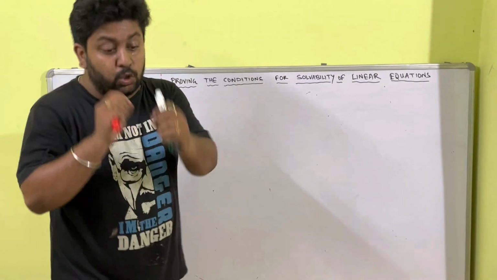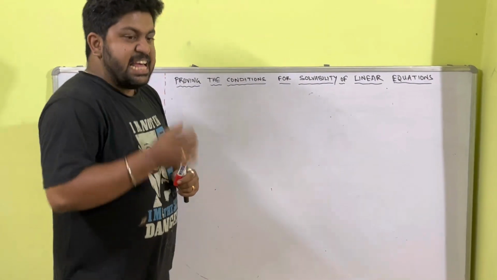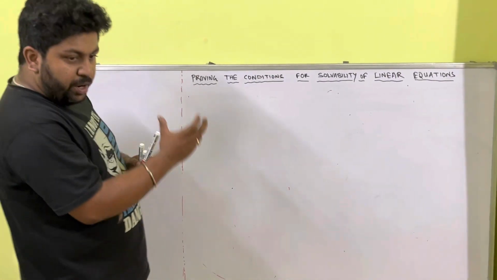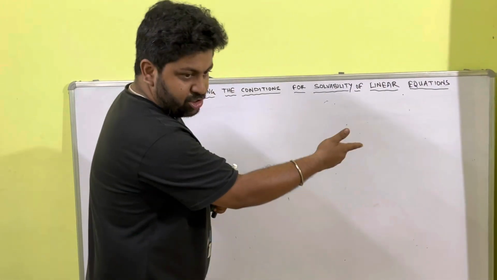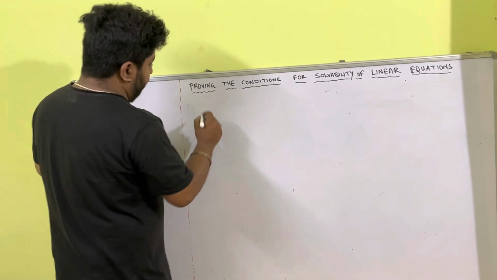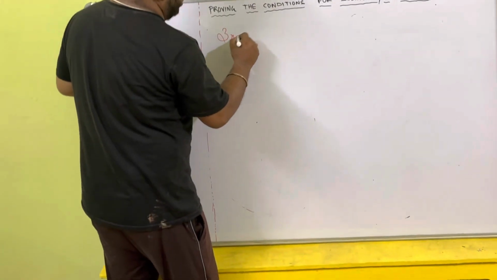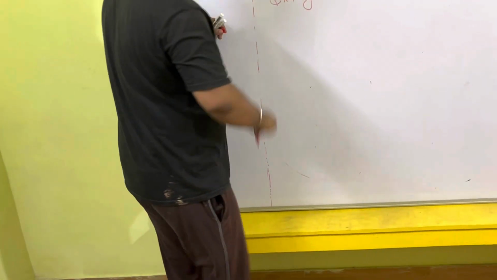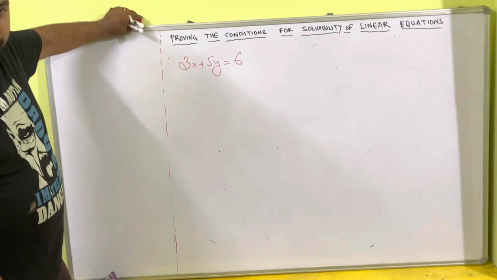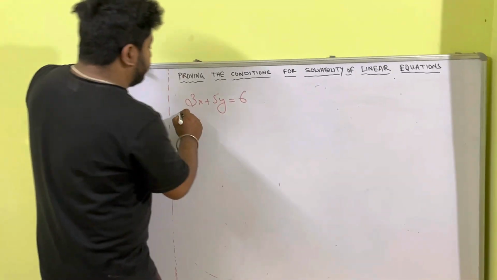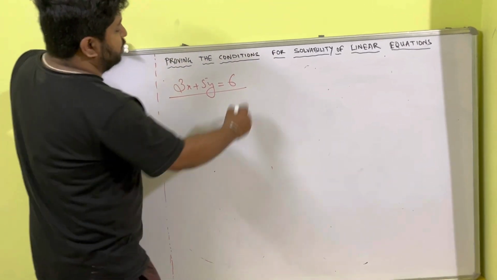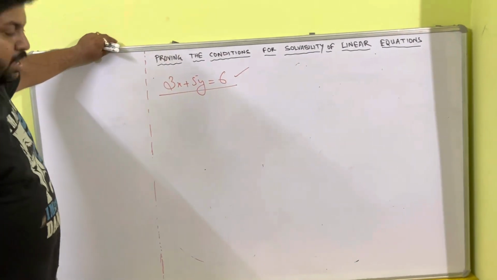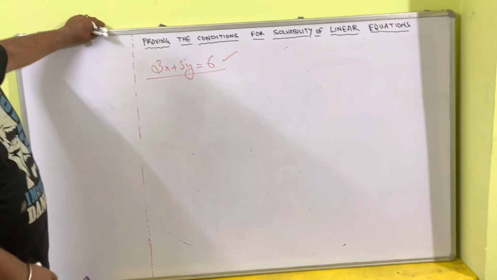Let me tell you a truth about linear equations. Linear equations, equations which have lines. When you write a linear equation, suppose 3x plus 5y is equal to 6. Sir, this is one linear equation, and it is in two variables.